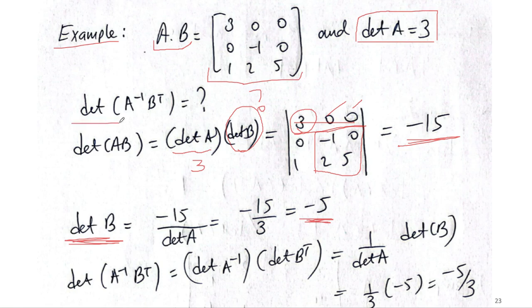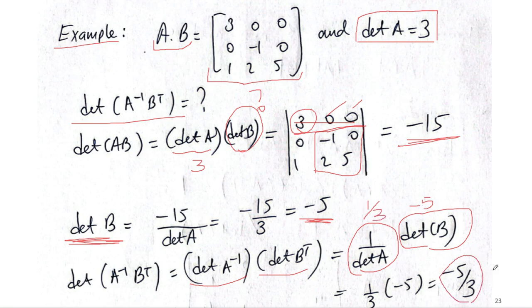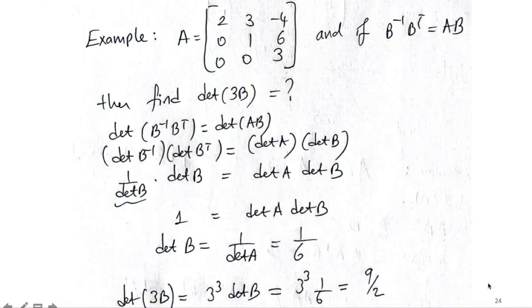And what about the determinant of A inverse times B transpose? As usual, we can separate them as a multiplication of two determinants. And remember, determinant of A inverse is 1 over the determinant of A, and determinant B transpose is the same as determinant of B. Therefore, combining these together, this one is minus 5, and this determinant of A, we get 1 over 3. So 1 over 3 times minus 5, that's minus 5 over 3. This is what we are looking for.